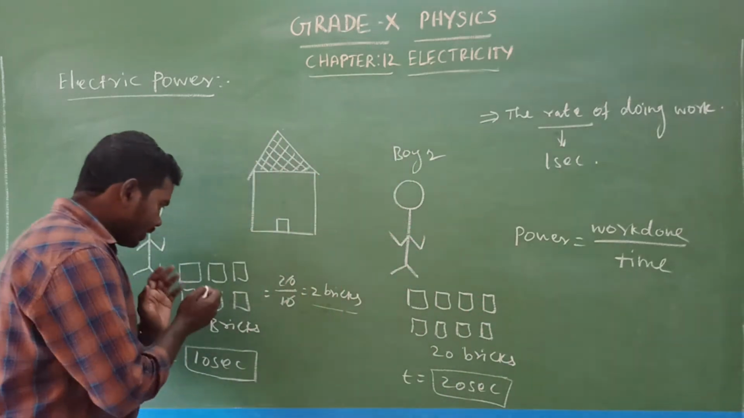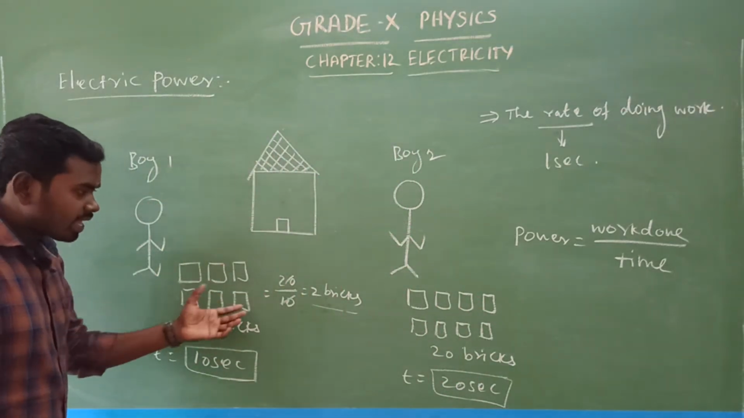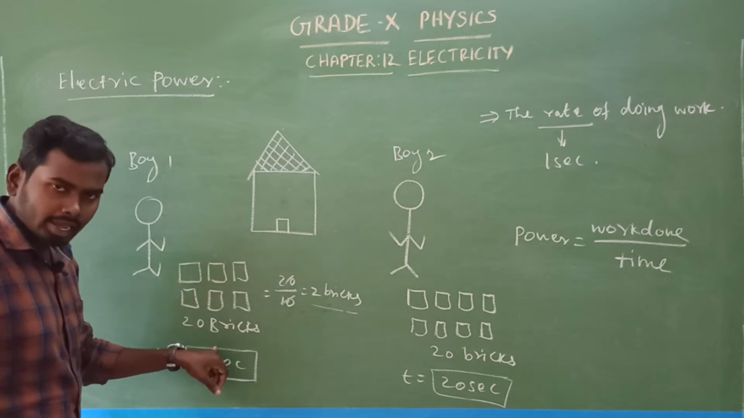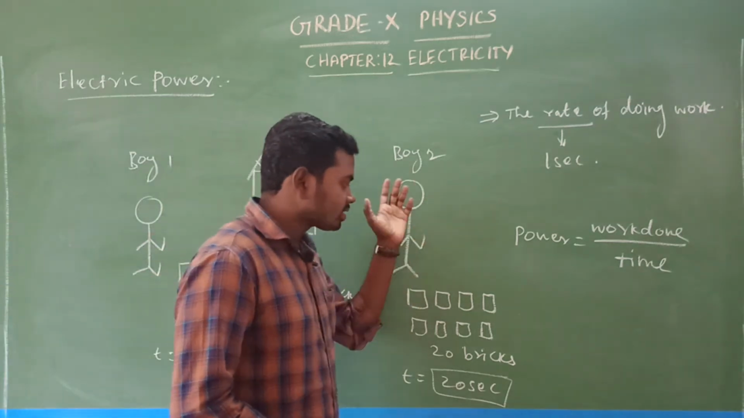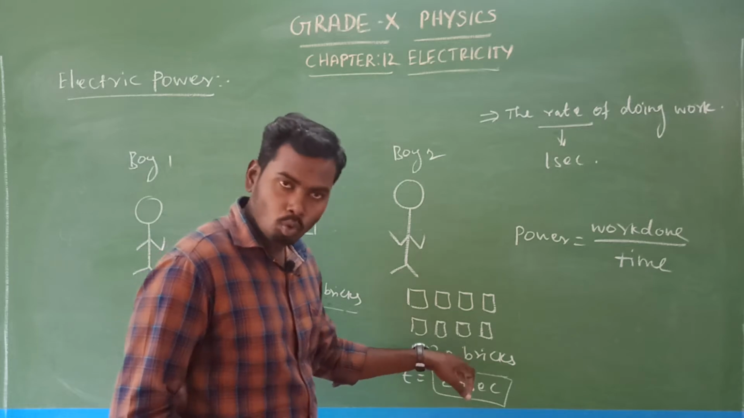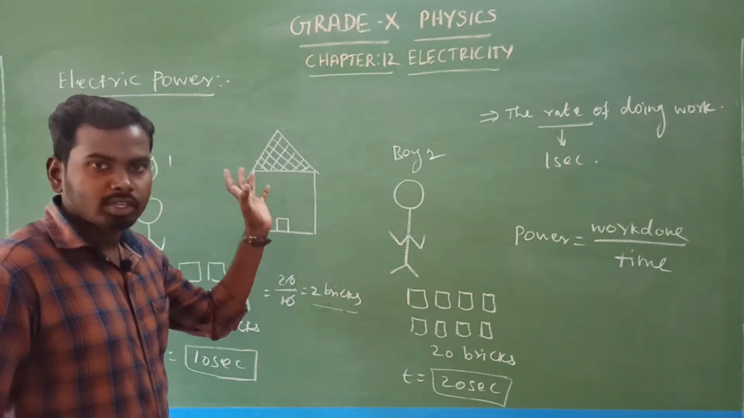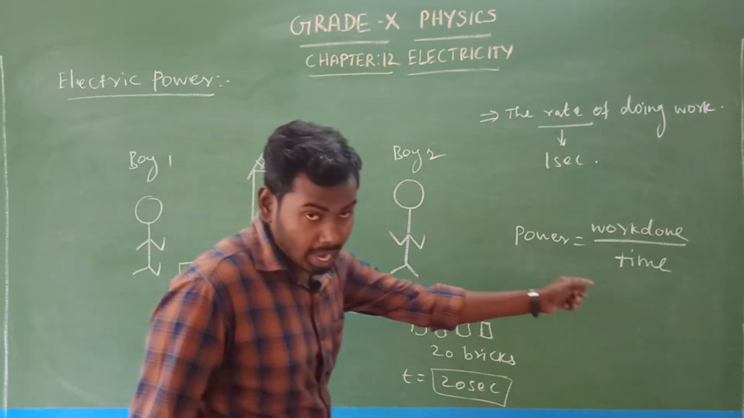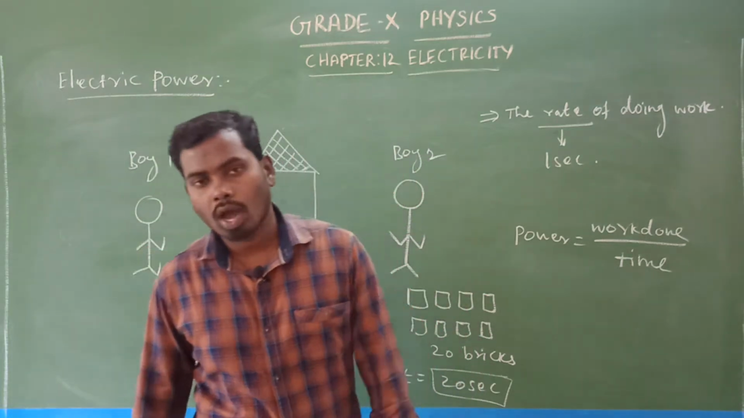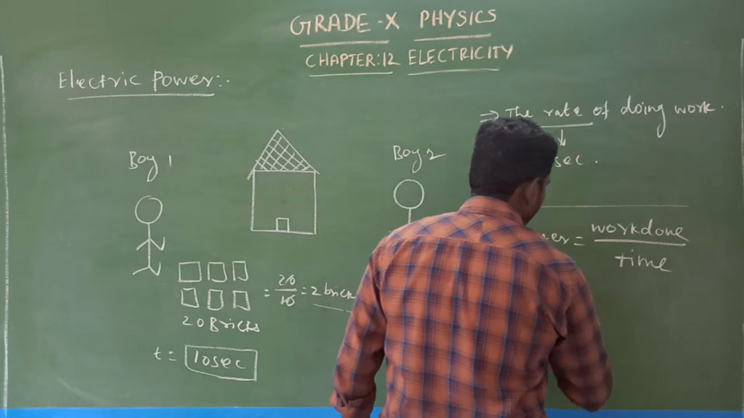Look at here. Here the first has done the same amount of work within less time, whereas the second has done the same amount of work in 20 seconds. This is more time, this is less time. So if we divide both, which means work done as well as time, we can get the power value. So this formula is very, very important.